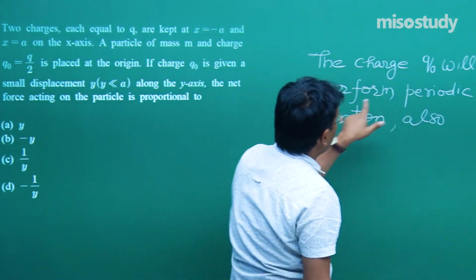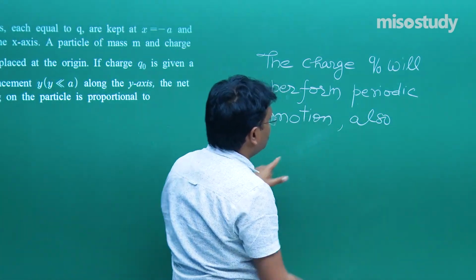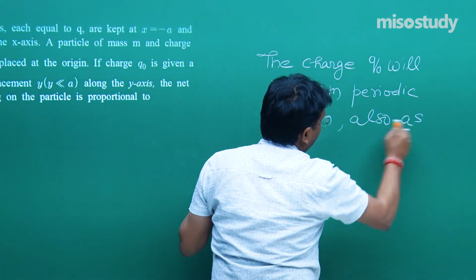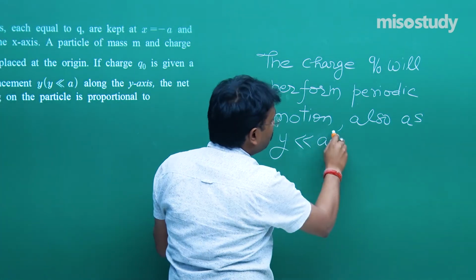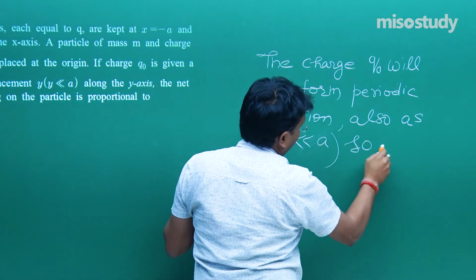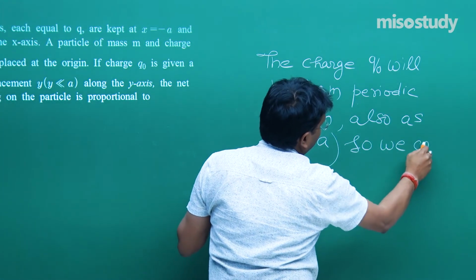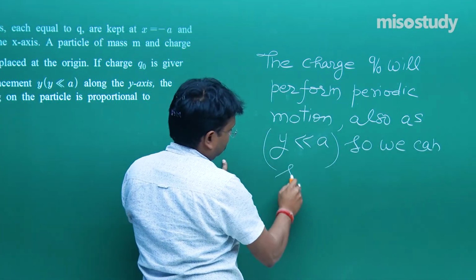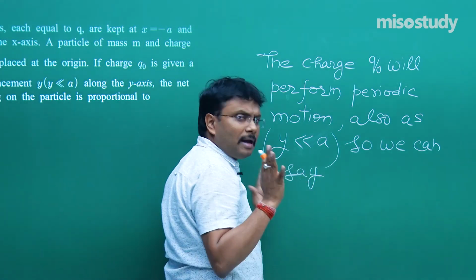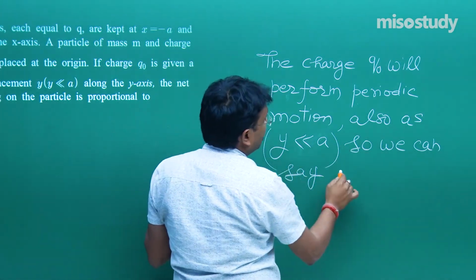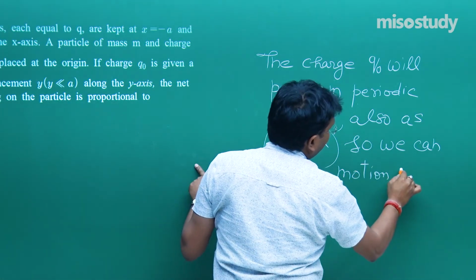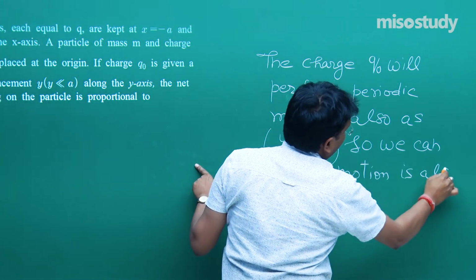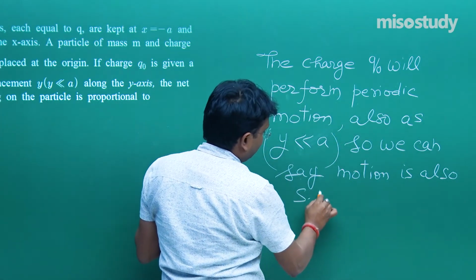So the charge Q naught will perform periodic motion also, as y is very less than a. So we can say, up to normal accuracy, the motion is also SHM.